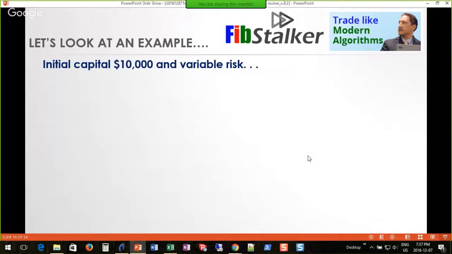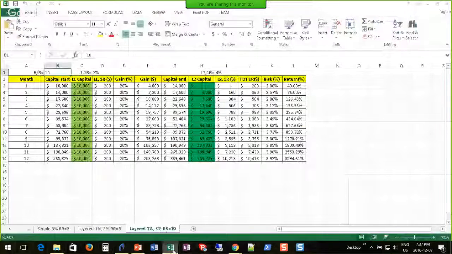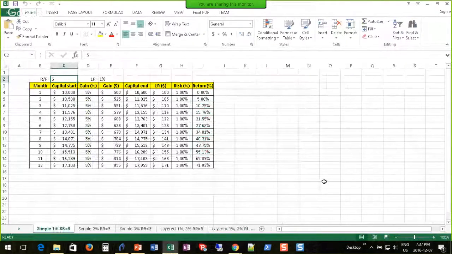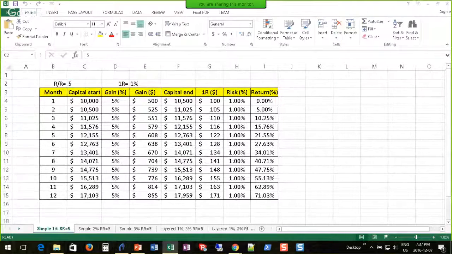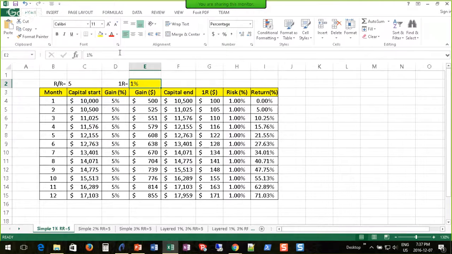So let's look at an example here. If you have an initial 10,000 capital and variable risk, let's say you start the first month with 10,000, and your risk is 1%. I'm going to highlight it in orange, which means that every time we put up a position, the pip distance between our entry and exit has a value which is 1% of our account. In our case, 1% risk would be $100 here.